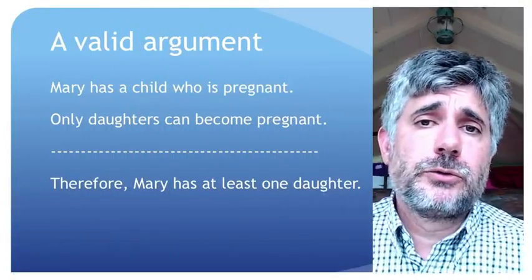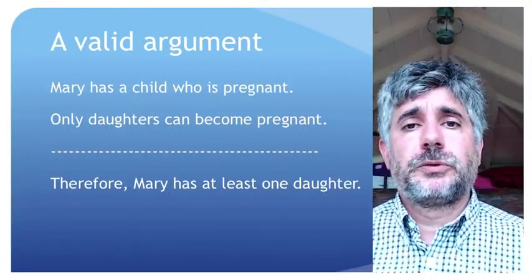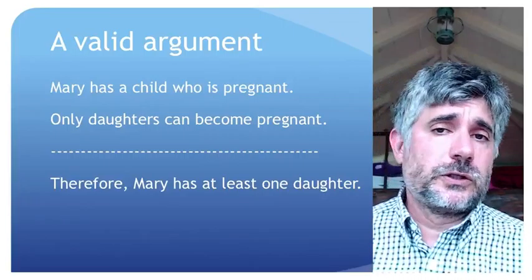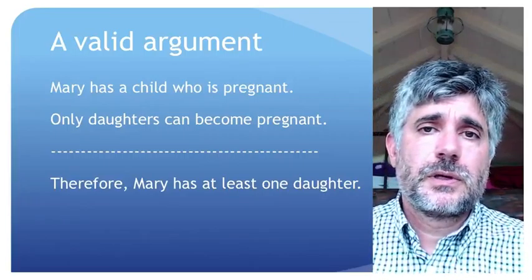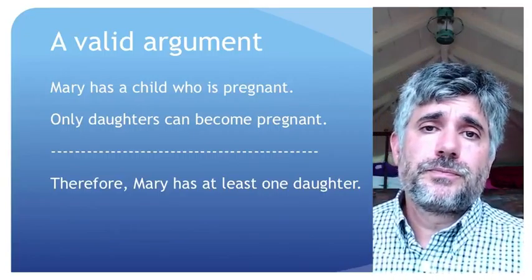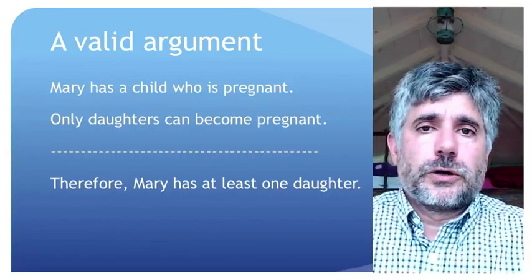Recall that in the first unit of the course, Walter defined validity as follows. He said an argument is valid if there's no possible way for all the premises of that argument to be true while the conclusion is false. And he gave an example of an argument that was valid. The example, recall, went like this. Premise 1. Mary has a child who is pregnant. Premise 2. Only daughters can become pregnant. Therefore, conclusion, Mary has at least one daughter.